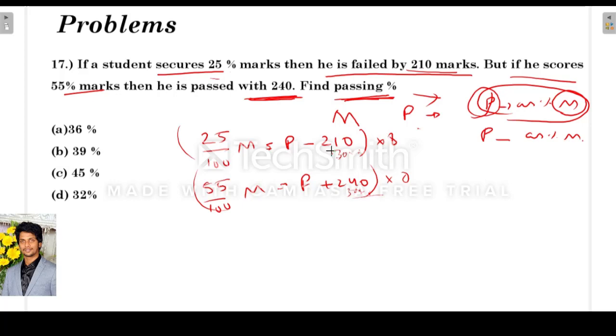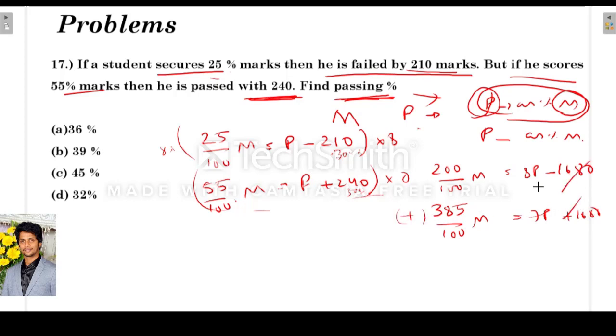So I will show you. So if we multiply this whole with 8, it becomes 200 by 100 m is equal to 8p minus 1680, right? And this becomes 7 5s are 35, 385 by 100 m is equal to 7p plus 1680. So if we add both these two, they will get cancelled. So 15p is equal to 200 plus 385, 585 m by 100.